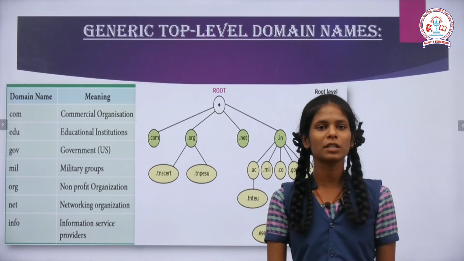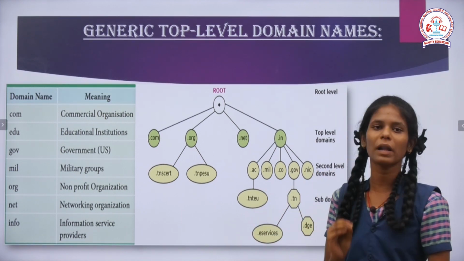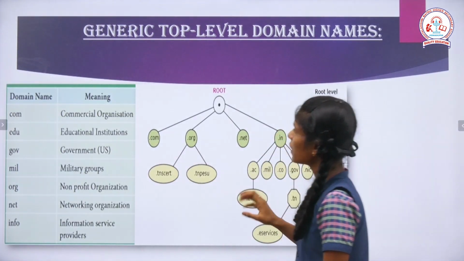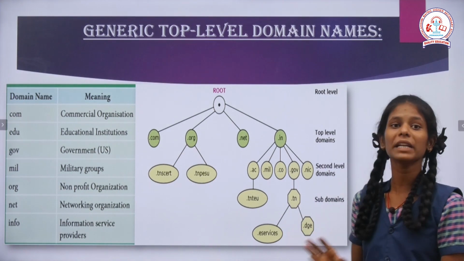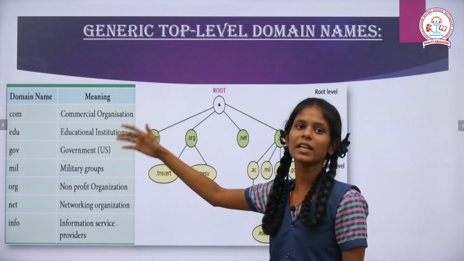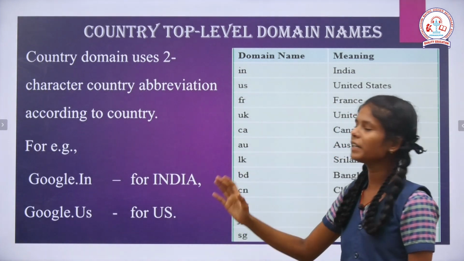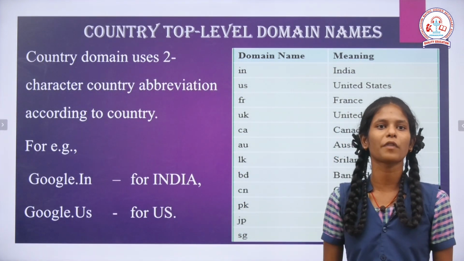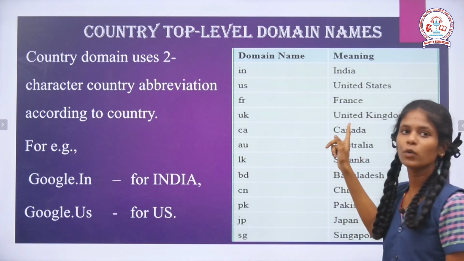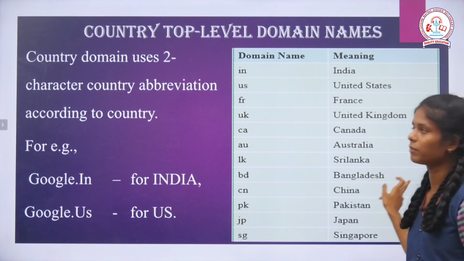Next, the domain name is divided into two types: generic top level domain names and country top level domain names. Generic top level domains are the last part of the domain name, like examples of commercial organization, educational institution, government, US, military, etc. Country top level domains are only two characters. For India, IN refers to India, UK is United Kingdom, AU is Australia, BD is Bangladesh, etc.